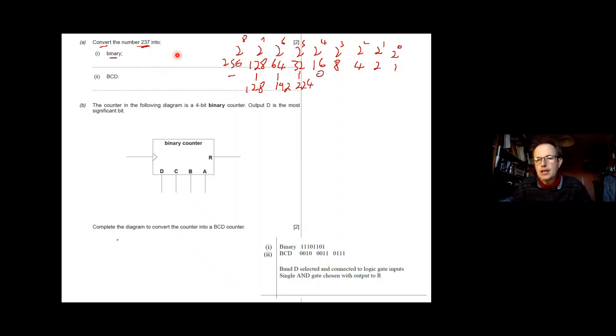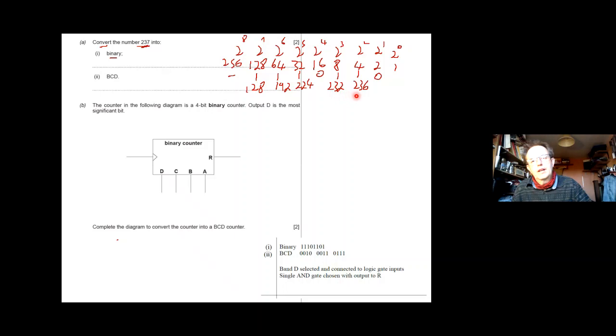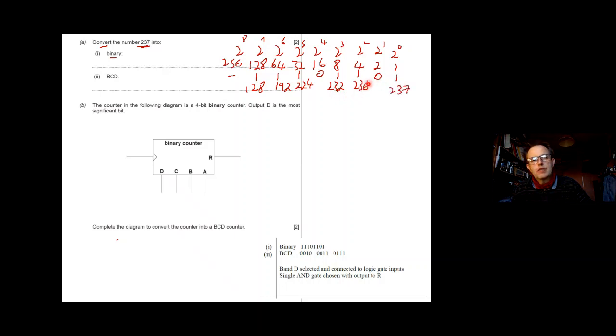If I added a 16, okay, that would have taken me up to 240. So that was too much, so I'm putting a 0 in. Yes, I need an 8. That should bring me to 232. I need a 4. Don't need the 2 because that would have taken me too much. I need the 1 again.